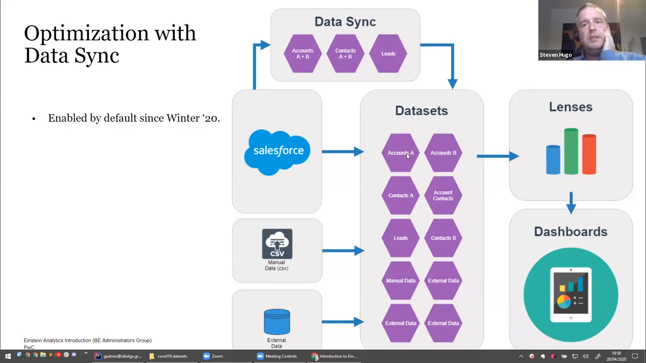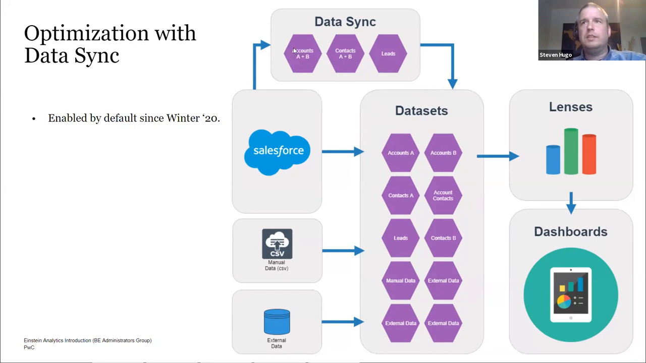I didn't say it, but accounts A has, for instance, 10 fields, and accounts B has 10 other fields. What will the data sync do? It will create, I don't know where, but in memory or something, its own data set, and it merges those two and puts them together in one data set. Then it will sync the data on a schedule that you specified, for instance every week or every day, and it will update this data set. And then this data set gets fed by this data set.